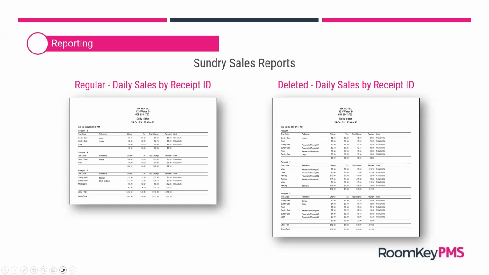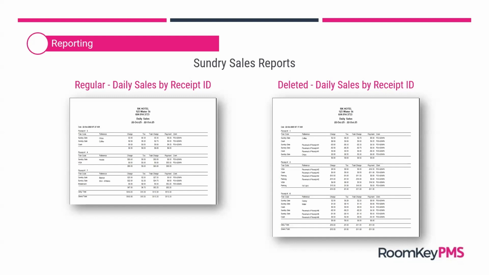Now you'll notice that if you have deleted or refunded any charges throughout your day, they will not appear on this daily sales receipt by ID. Instead, what you'll need to do is change your view to the deleted view and then print the daily sales by receipt ID. And that will give you a list of all of your receipts or all of your sales that had been refunded. So these are your net sales by default on the left-hand side, and these are your refunded sales on the right-hand side.